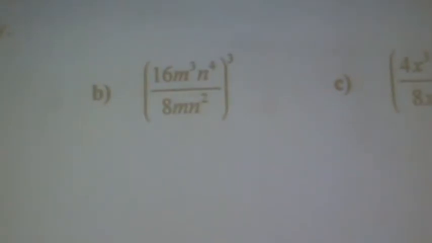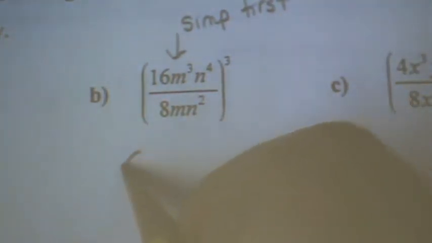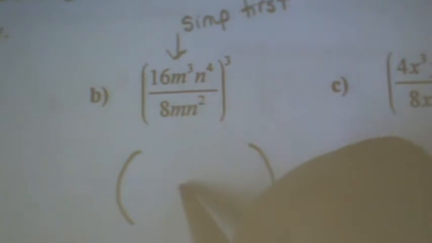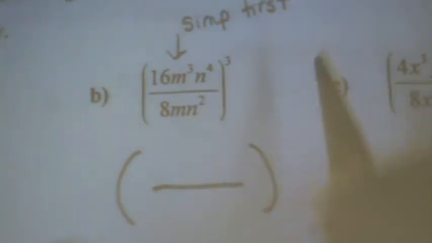Now, before you grab that cube outside the parentheses, look inside. Is there any way you can simplify inside here? Simplify this first, and then grab this 3. So let's make a fraction, and you may not need the fraction; you might get rid of it. So how can we simplify? Pretend like this isn't there. How do we simplify 8 and 16? What do you get? 2. 8 goes into 16 2 times.